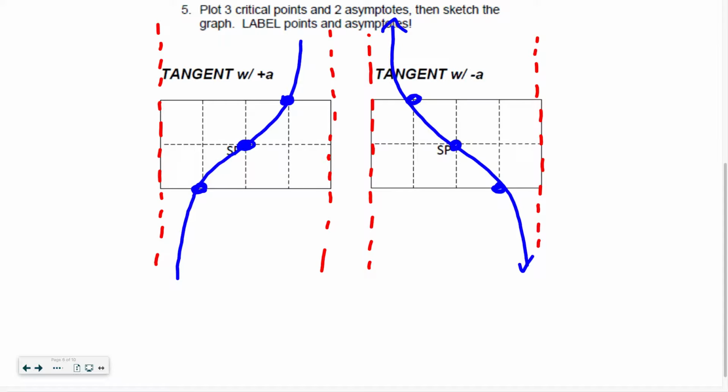And on a side note for anybody who cares, tangent with a negative a is basically cotangent, and tangent with the positive a is basically negative cotangent. Those are the only shapes that you get for tangent. It looks kind of like our cubic function, but after that, the asymptote's just going to keep repeating itself. So it's all these cubic functions next to each other.